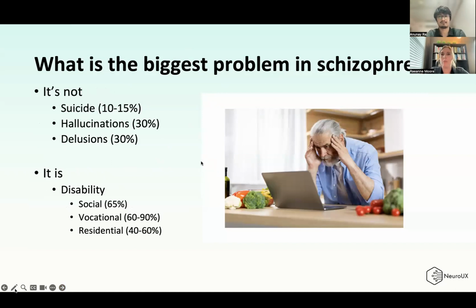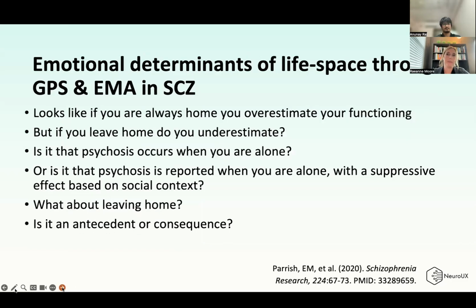So what is the biggest problem in schizophrenia? Most people might say that it's the positive symptoms such as hallucinations or delusions, but really it's this functional disability. So disability in terms of social functioning, vocational functioning, and residential functioning. A lot of people aren't able to live independently, aren't able to get and maintain a job, and have a really difficult time with social relationships. And when you ask people with schizophrenia what is most distressing to them, it really is this functional disability.